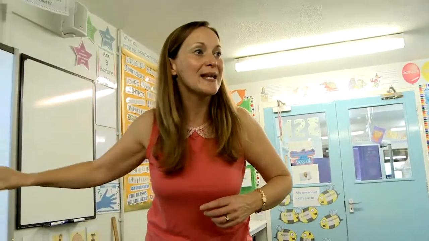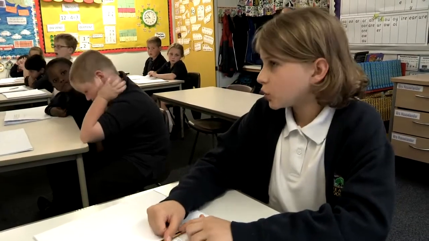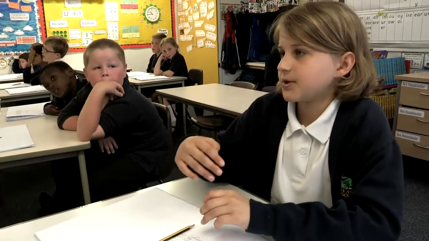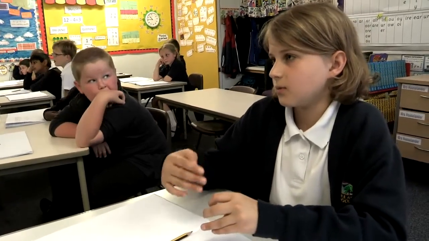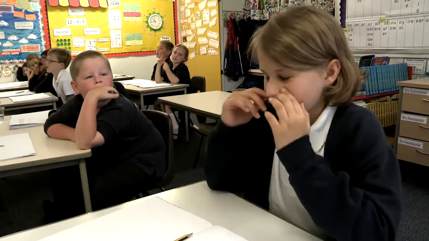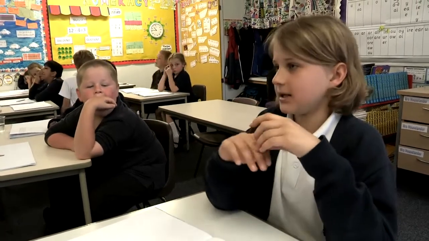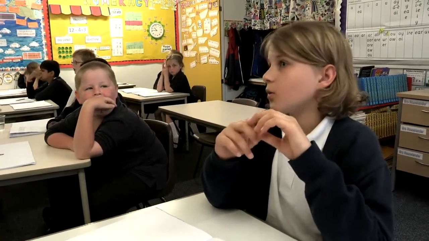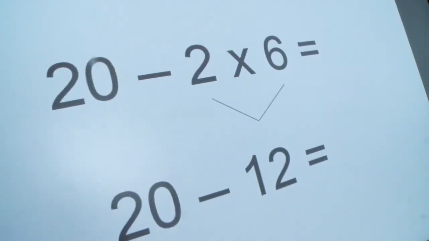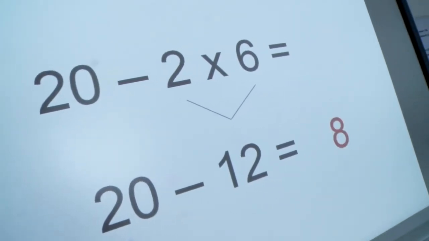Ada, can you tell me it in a full number sentence? So you do 2 times 6 equals 12. Good. And then you have to remember that the answer of that was 12. Good. And then you do 20 take away 12, which is 8. Good girl. So you say 2 times 6 is 12, and then you say 20 take away 12 equals 8. Good girl.